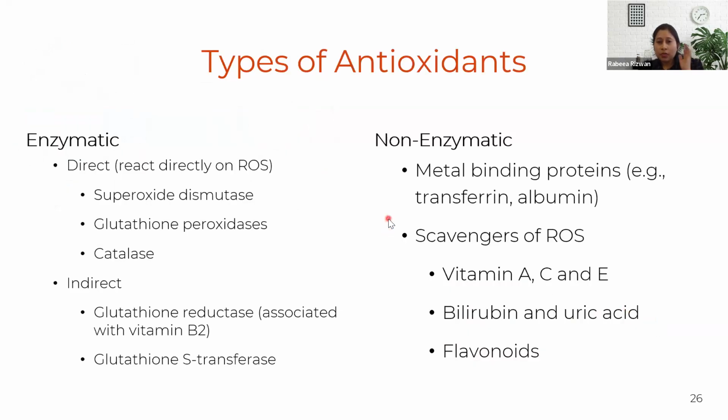There are sources from where we can get our antioxidants. Number one, they are produced endogenously inside our body. The other is exogenous, which we take from outside our body through our diet or some supplements. In our body, the endogenous ones we can divide into two: enzymatic and non-enzymatic. In the form of enzymes, what antioxidants is our body producing? Like superoxide dismutase enzyme, glutathione peroxidase enzymes, and catalase enzymes, either directly or indirectly.